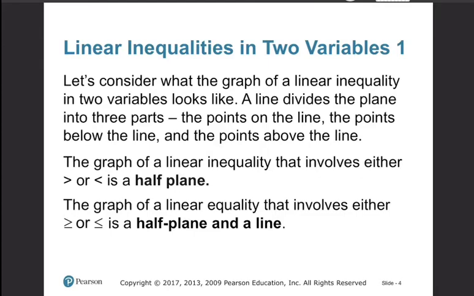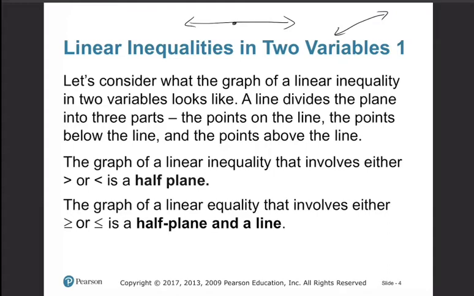So let's consider what the graph of a linear inequality in two variables looks like. A line divides the plane into three parts: the points on the line, the points below the line, and the points above the line. What this is trying to tell you is that if we have a line that goes like this, I don't care how the line looks. It can look like that or something like that. This is divided into three parts.